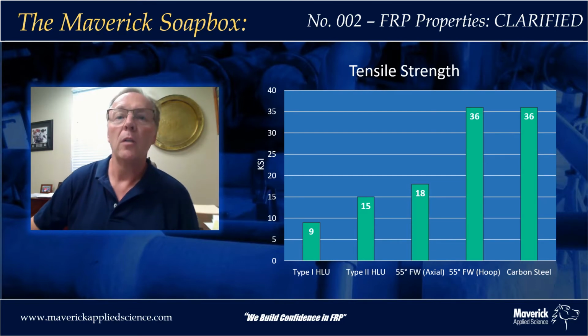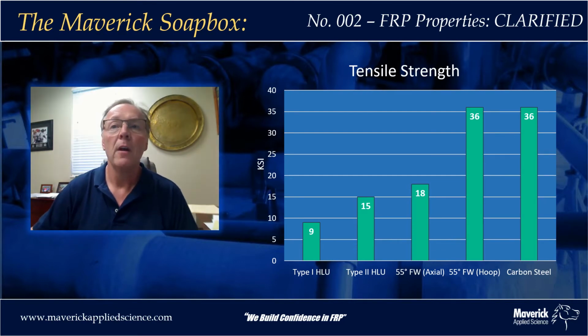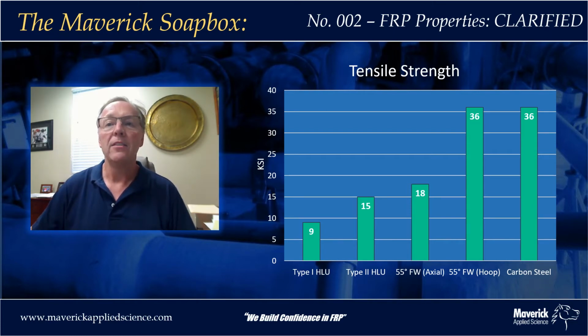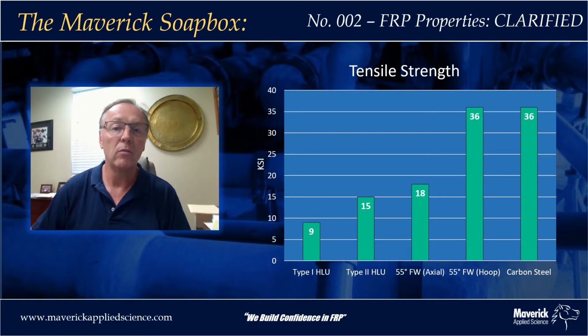All right, moving on, we're going to talk about tensile strengths a little bit here. If we look over to the right, you see carbon steel here at 36 KSI, so we're talking yield strength here. And then if we bounce back to the left, we have type 1 at 9, type 2 at 15, we have type 3 at 18, and so that's an axial property. And then we have type 3 hoop property at 36. 55-degree filament wound pipe has a 2-to-1 strength ratio of hoop to axial, so that's considered ideal for piping. So that's kind of where that comes from.